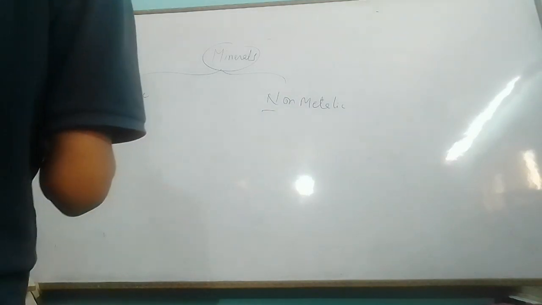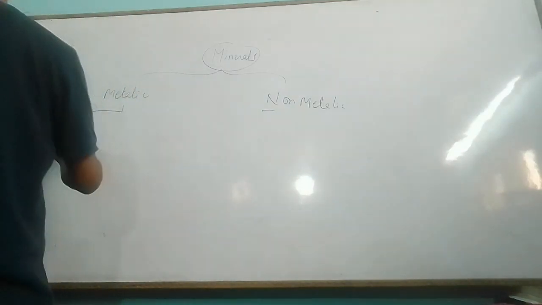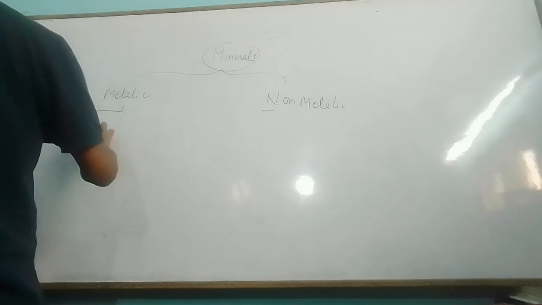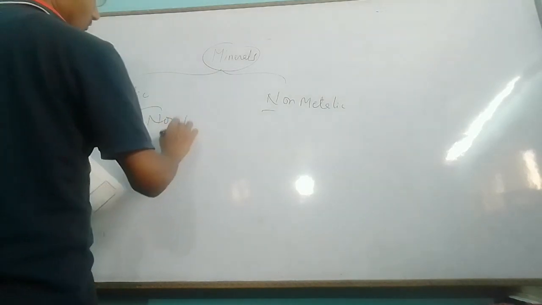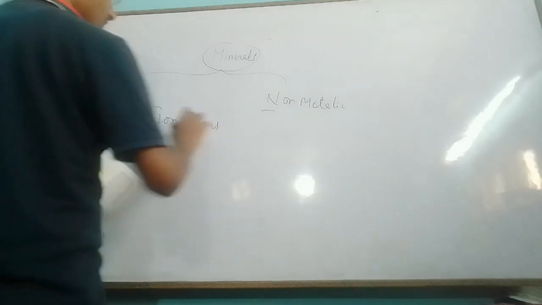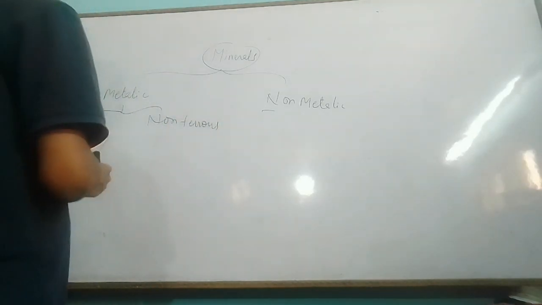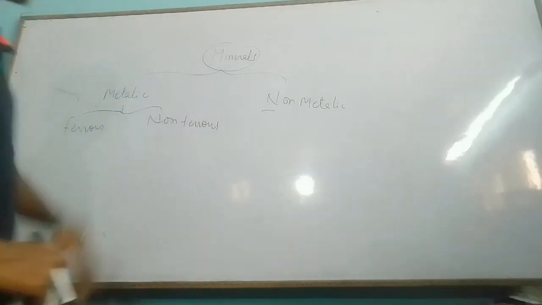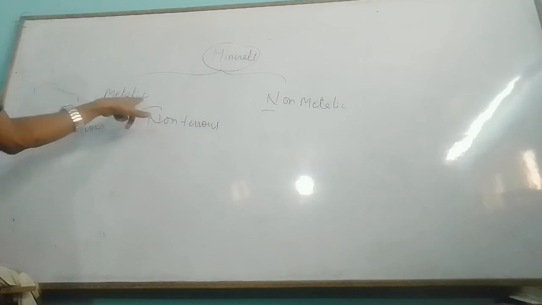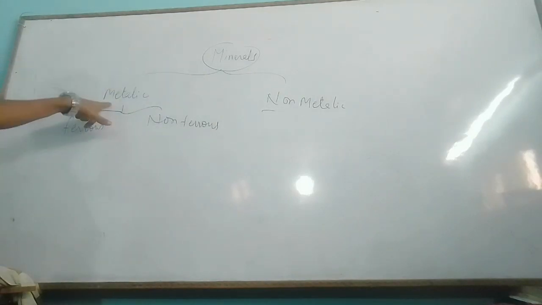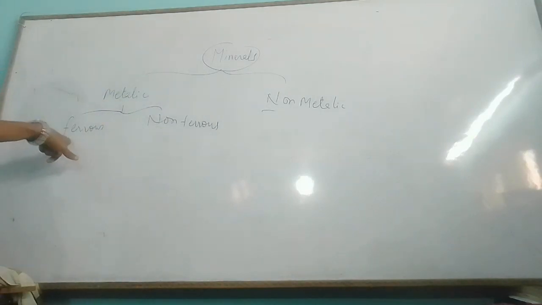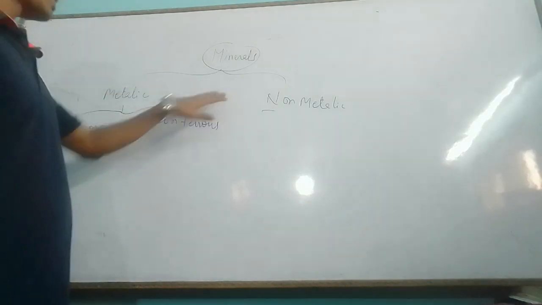So metallic further can be divided: ferrous and non-ferrous, and non-metallics. So these are the classification of minerals. Minerals are of two types. First is metallic minerals, and second one is non-metallic minerals. Metallic minerals further can be divided into ferrous metallic minerals and non-ferrous metallic minerals. So these are the classification of minerals.